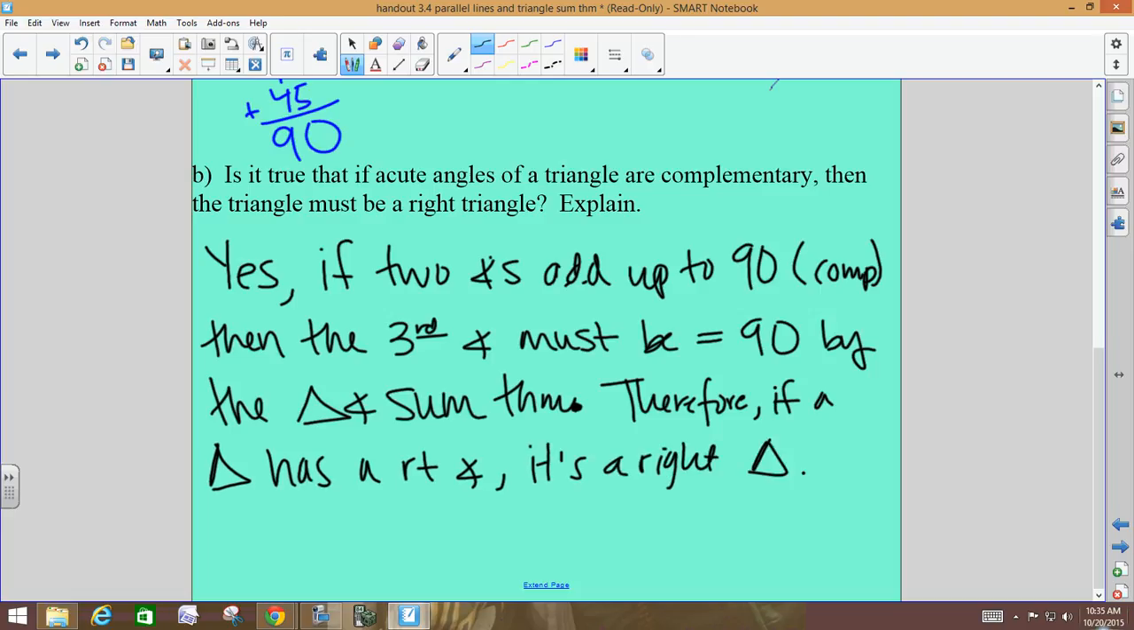Okay, so I said, yes, if 2 angles add up to 90, the complementary part of it, then the third angle must be equal to 90 degrees by the triangle angle sum theorem, because all 3 angles have to equal 180. If 2 of them already add up to 90, then the last one must be 90. That's how I'm using the triangle angle sum theorem. Therefore, if a triangle has one right angle, because all that's left over is 90, it must be a right triangle.